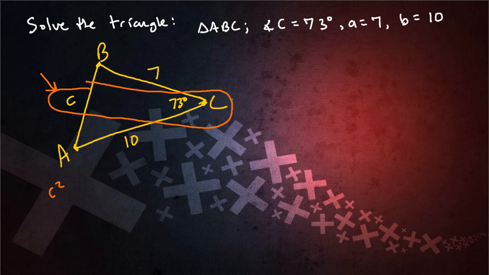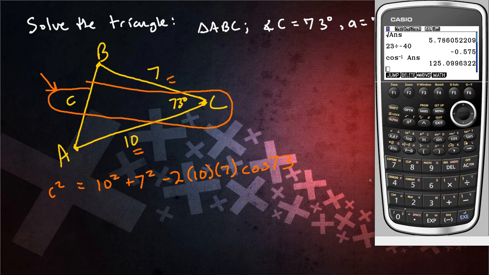So the things across from each other in the formula are that big A and that little a, no matter what the diagram says. So C squared equals, so this is the other two things in my formula: 10 squared plus 7 squared minus 2 times 10 times 7 cosine 73. That's probably not going to show up very nice right there, so I'm going to type that all into the calculator.